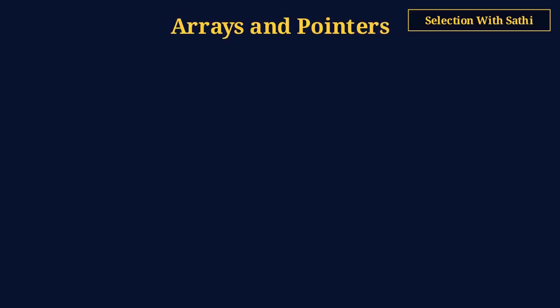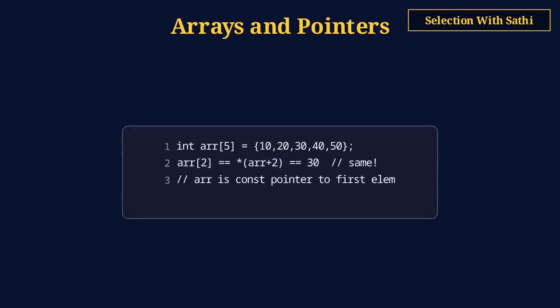Third concept, arrays and pointers. In C, an array name decays to a pointer to its first element. So arr is essentially the same as &arr[0]. arr[i] is syntactic sugar for *(arr + i), both access the ith element.